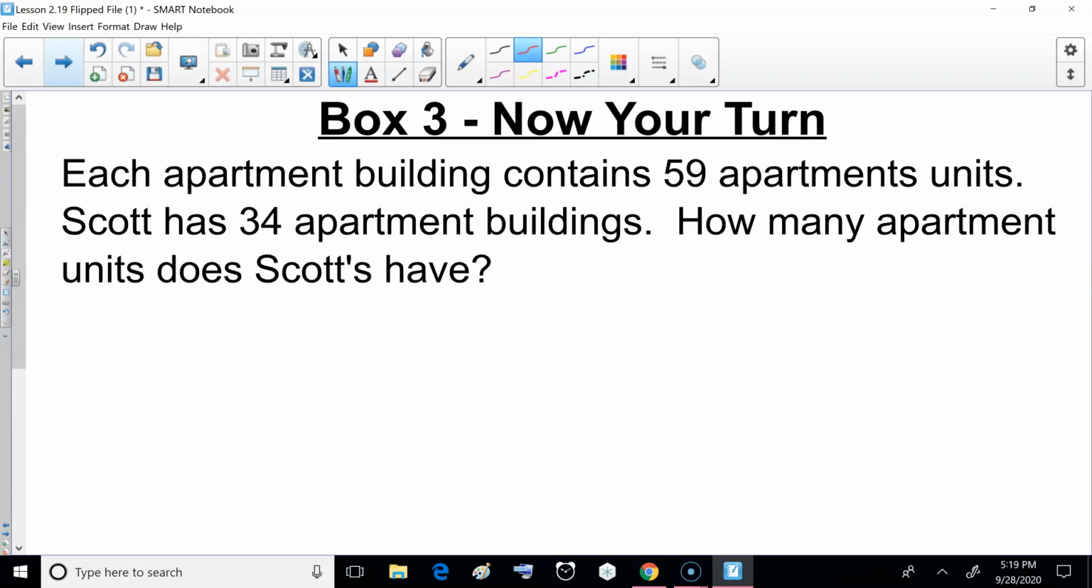Alrighty, this is your turn, you got this. Each apartment building contains 59 apartment units. Scott has 34 apartment buildings. How many apartment units does Scott have? Not Scott's have, just Scott. So you can pause this problem right now and give it a shot. See how good you do.